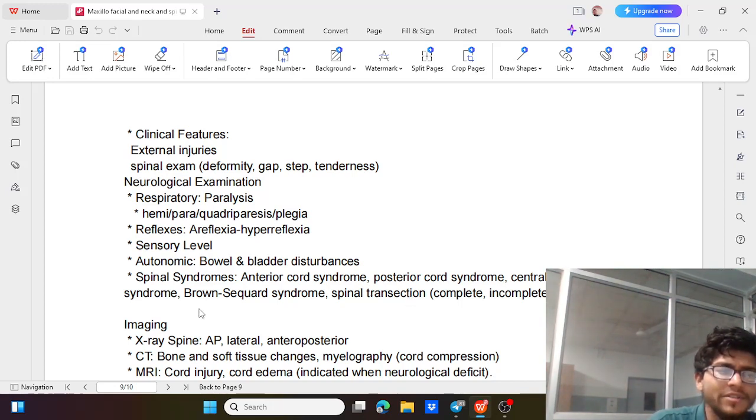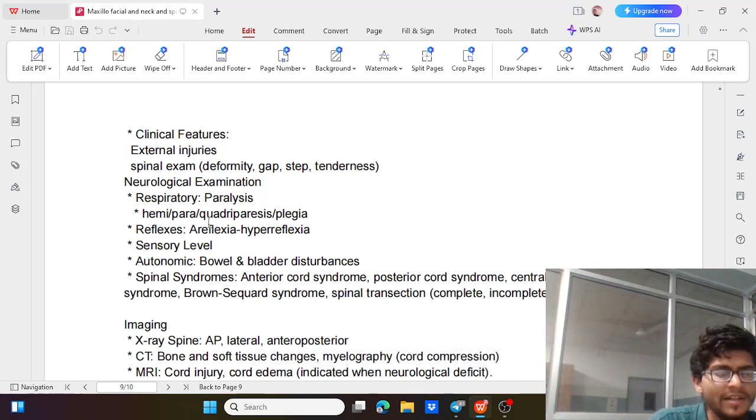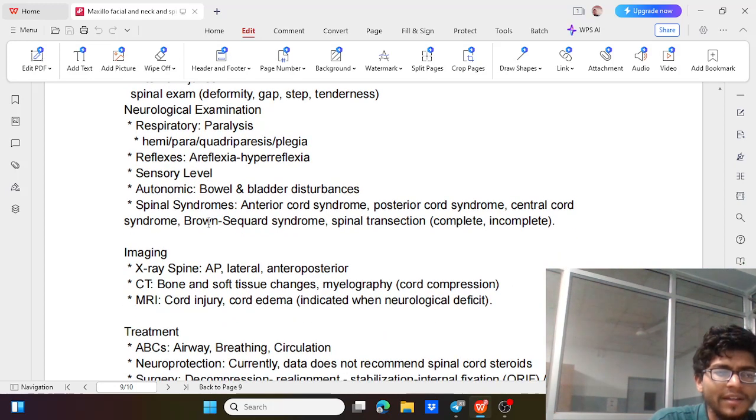And the criteria which we use is the ASIA criteria, that is the American Spinal Injury Association classification criteria, that will help us in grading these injuries.